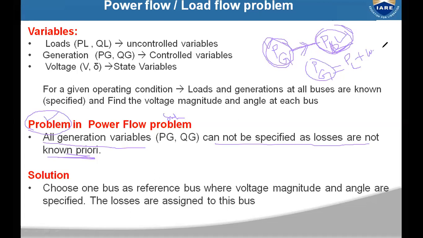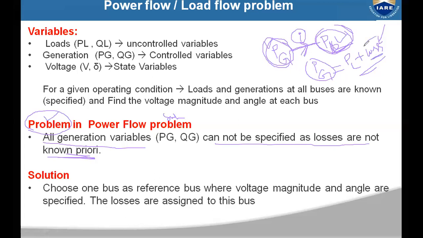So how much amount of loss will be there in the transmission line? How can you calculate it? The loss can be calculated only when you know the current flowing through the transmission line. But before the load flow solution, you cannot know the current flowing through this transmission line. Unless you know the current, you cannot determine the losses, right?